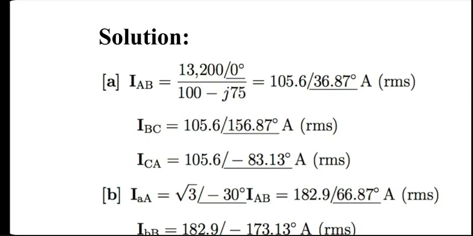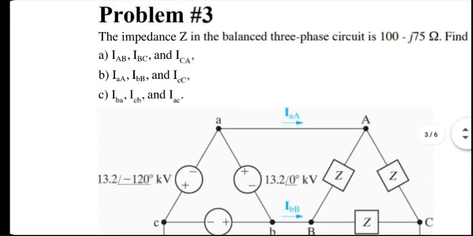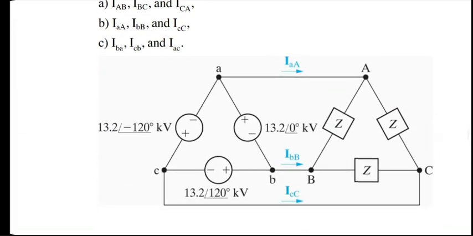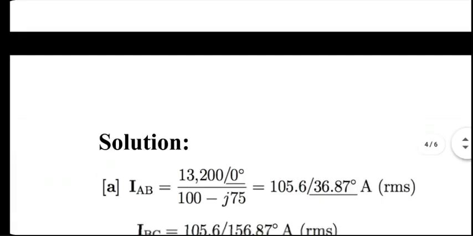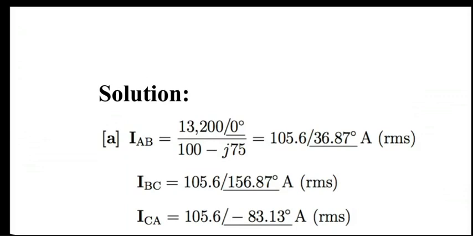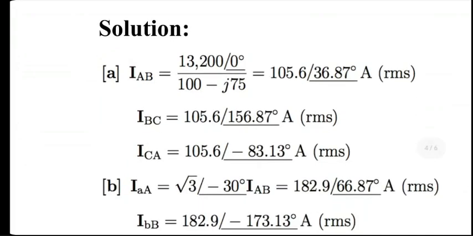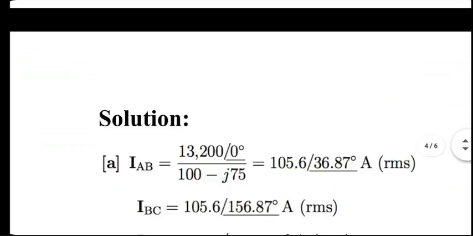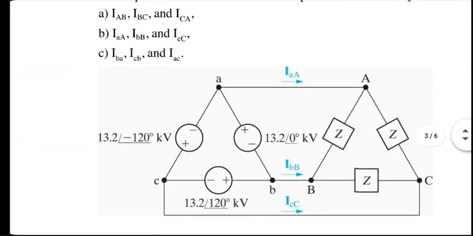Similarly, IBC, you will have 13,200 volt, and between capital B and capital C, you will see the voltage V small b small c, which means 13.2 with 120 degree phase shift kilovolt. So plug it in. The Z value is the same in all the three cases, which is nice. You should be able to get this IBC value. And similarly for ICA also. So three branch currents in the load side are known.